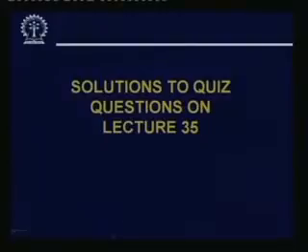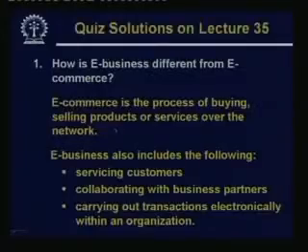First we see what were the answers to the questions we posed during our last lecture. How is e-business different from e-commerce? Well, e-commerce, as I said, is the process of buying, selling products or services over the network. E-business includes all these things. In addition, it includes servicing customers, collaborating with other business partners, or carrying out transactions electronically within an organization. These also fall under the purview of e-business.